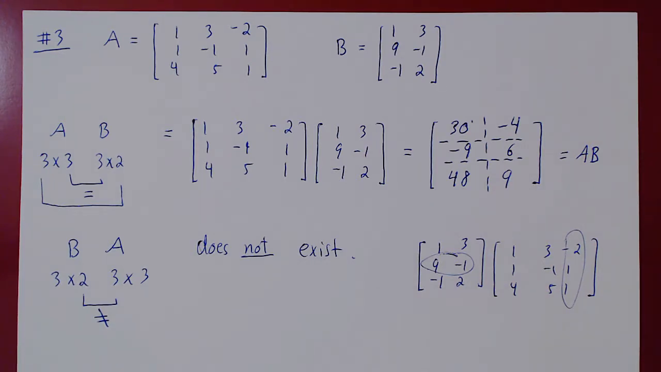So just to show you that, again, in general, AB does not equal BA. So you have to be very careful about this. When you manipulate matrices algebraically, you have to remember that they do not commute under multiplication.